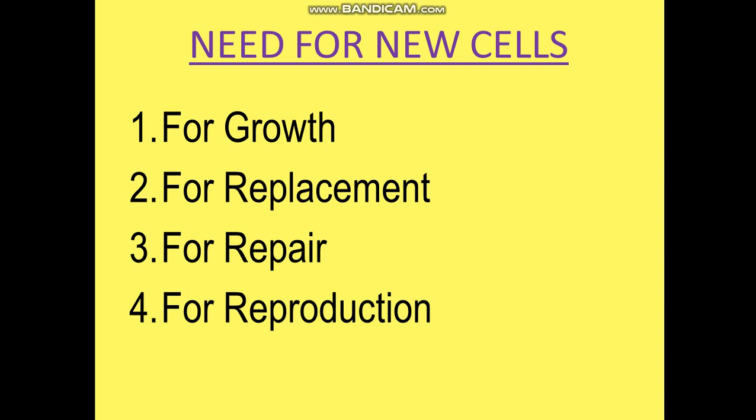Now, one important factor I would like to discuss here about these four necessities. The first three necessities discussed here, that is for growth, for replacement, and for repair, take place by a special kind of cell division called mitosis. Okay, mitosis, these three, the first, second, and third point, they are because of the special type of cell division called mitosis. Only the fourth one, that is for reproduction, whenever reproduction is involved, whenever formation of sex cells is involved, then it is necessary for a reductional division to occur.